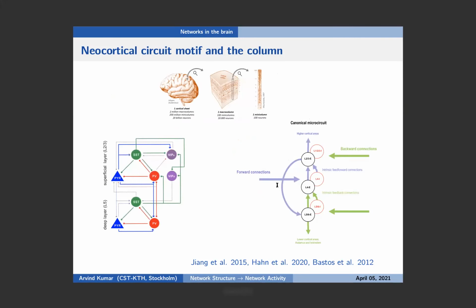In the neocortex, now we know much more detail about the connectivity. In particular, they have identified 4 different types of interneurons, and their connectivity scheme differs whether the neurons are sitting in the superficial layers or in the deep layers. But together, this is highly non-random.